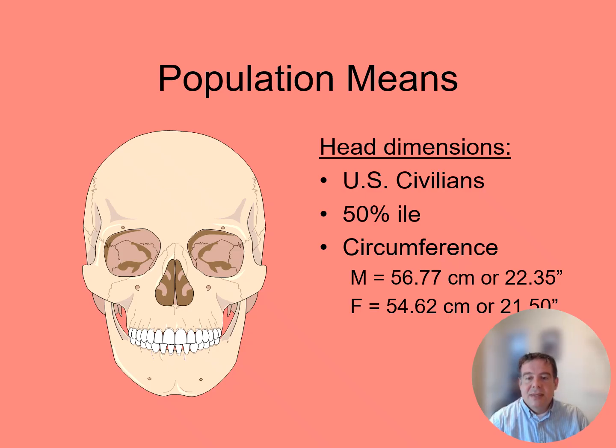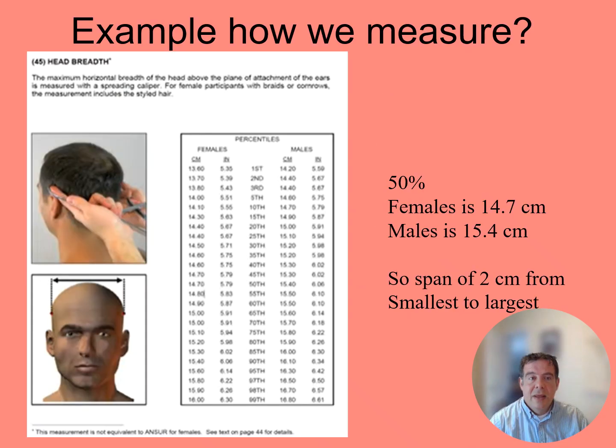For the head metrics, this is a common one, whether we're wearing hats or helmets or all those things, the circumference is 56.7 centimeters. And notice that the females are almost a centimeter less, at 54.6 centimeters for the 50th percentile on this. If we go into this a little bit, the head has lots of different measurements we can take. I want to give you an example of 5.